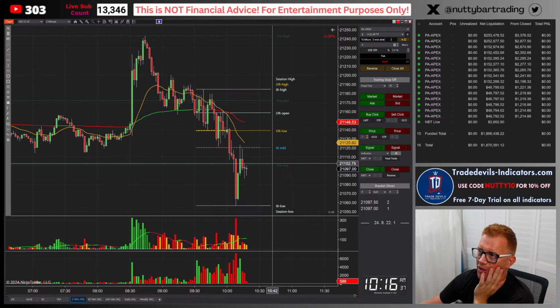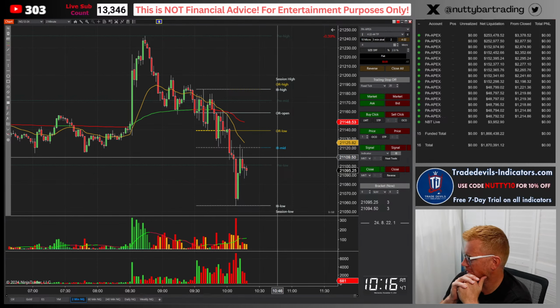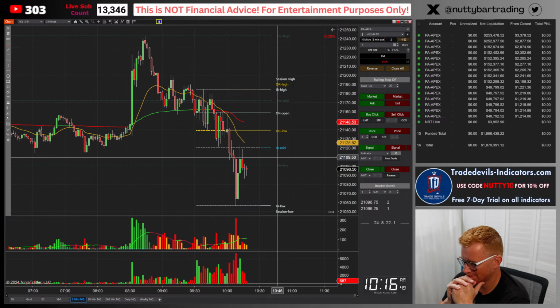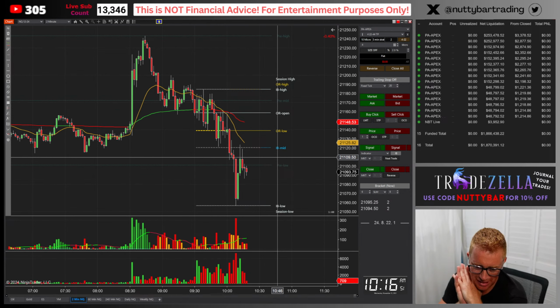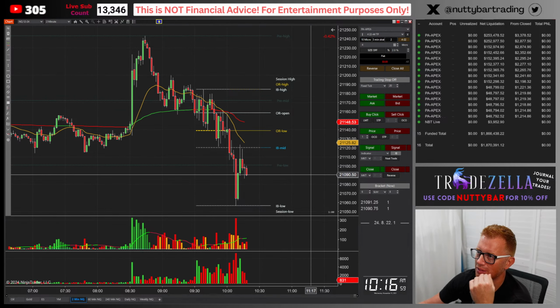You could almost talk yourself into a long if we get above the 110s, to look for a long entry right there. It's got potential for a long above the 110s. But then we have the EMA here, and we've got the 15-minute range low.